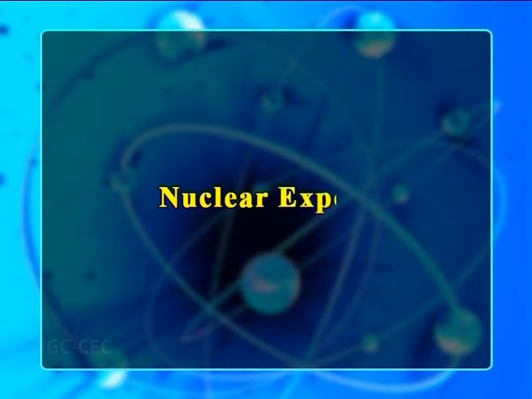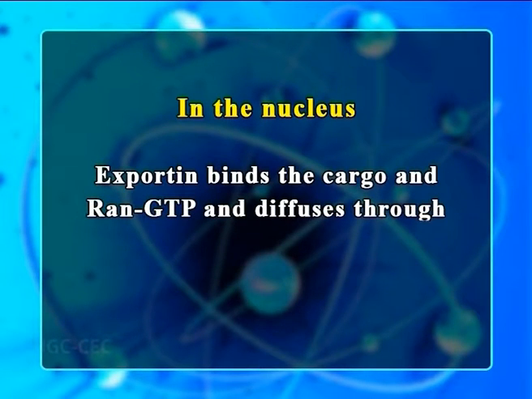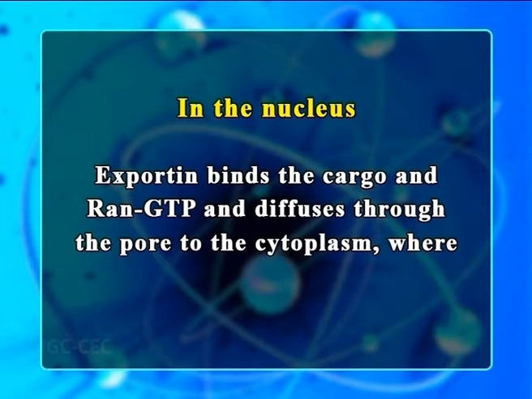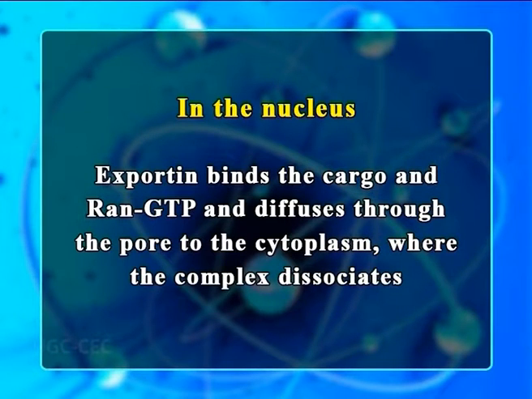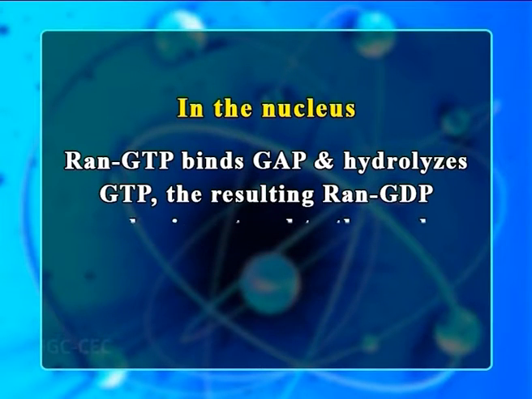Now coming to the next, that is nuclear export. Nuclear export roughly reverses the import process. In the nucleus, the exportin binds the cargo and RAN GTP, diffuses through the pore to the cytoplasm, where the complex dissociates. RAN GTP binds GAP and hydrolyzes GTP.